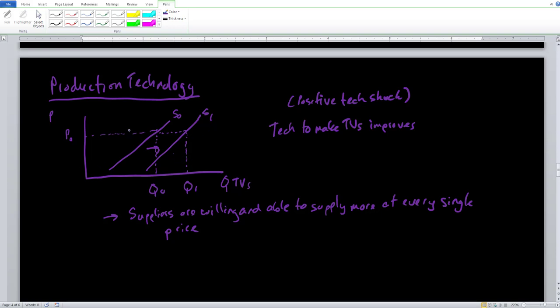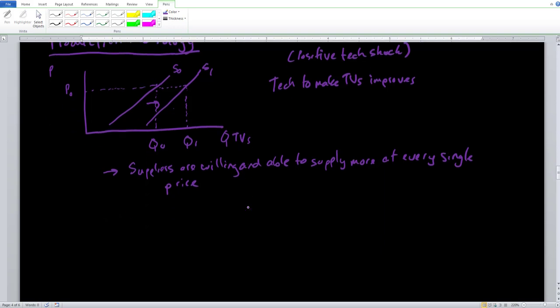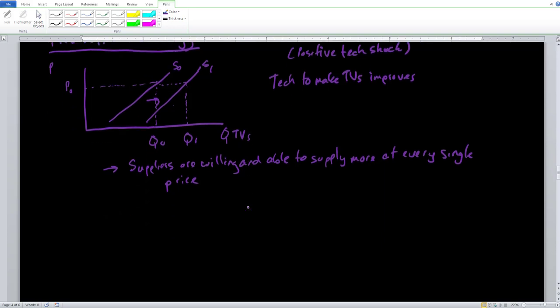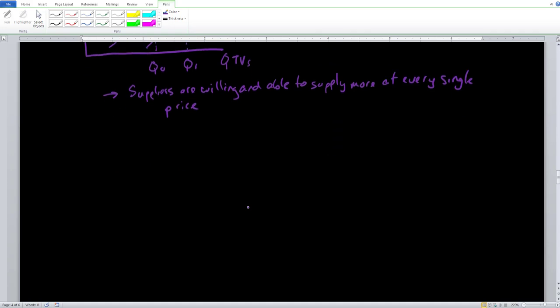We go from S1 to S0, and suppliers are less willing and less able to supply more at every single price. Essentially, they're going to be supplying less at every single price. So we shift the supply curve over to the left towards the origin. So far, so good. We can move to our next determinant, which is going to be the cost of resources.